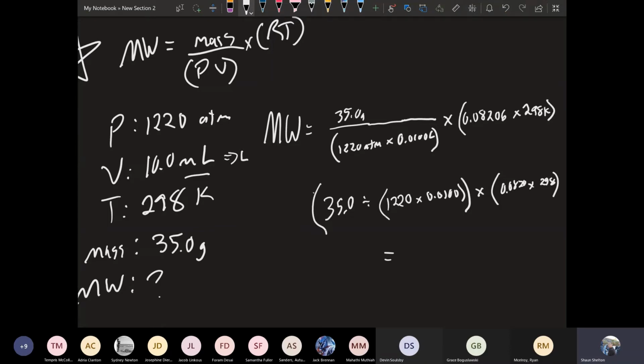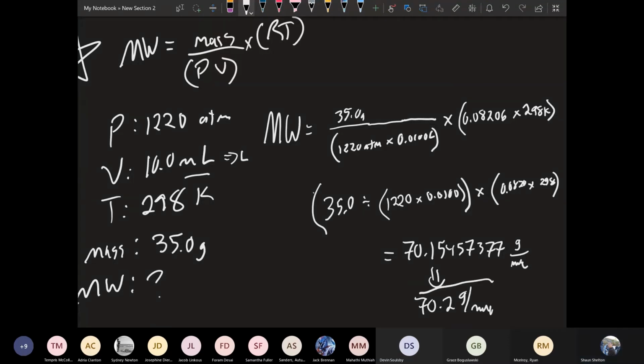If you do this correctly, what you end up with is 70 point, and I'm just going to write everything down that I see in my calculator. So that's your answer, but that's not corrected to sig figs yet. What we need to do now is make that correction. Three sig figs, obviously, so this will round to 70.2 grams per mole. So that's the answer for our problem.